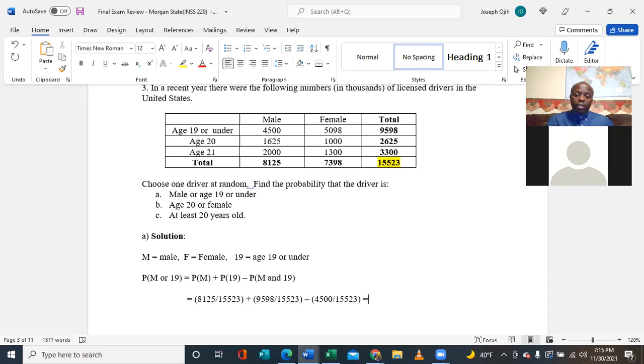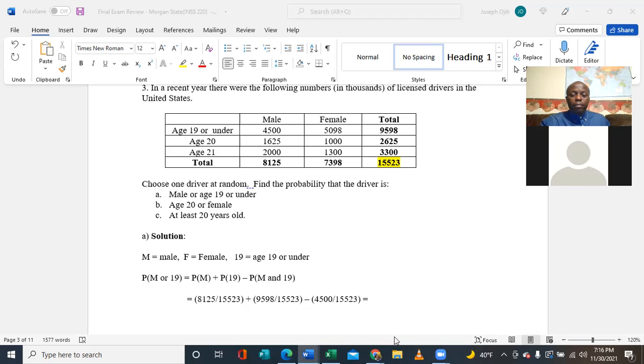Let me write them down first. So we have 8125 over 15,523, plus 9598 over 15,523, minus 4,500 over 15,523. Let's put this in the calculator and then we can get our answer.